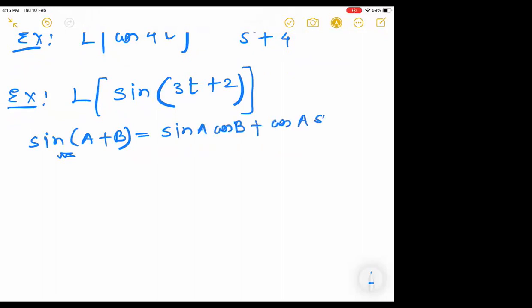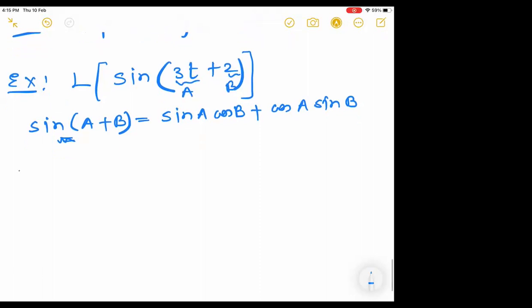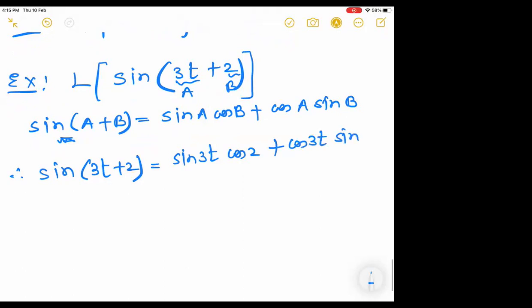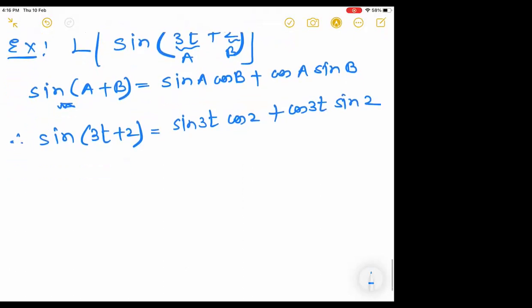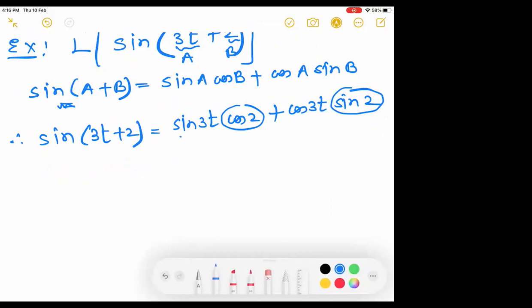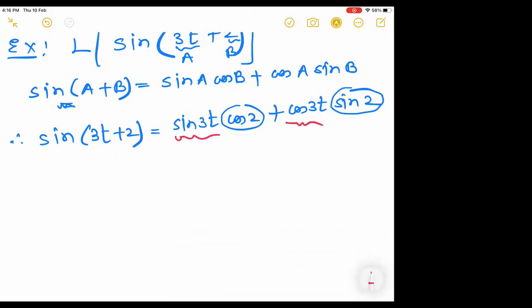sin A cos B plus cos A sin B. Here A is 3t and B is 2. Therefore, the sine transform of sin(3t + 2) becomes sin 3t cos 2 plus cos 3t sin 2. Now cos 2 and sin 2 are constant values, but sin 3t and cos 3t are the t functions.